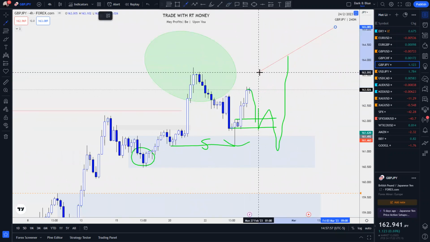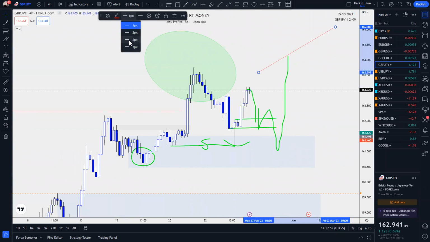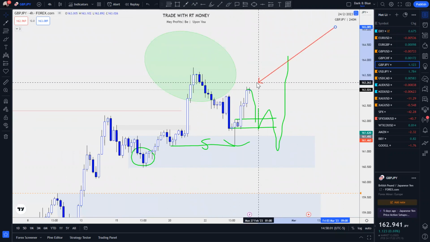Okay. Let me get a bigger pen. All right. Bigger pointer. All right.